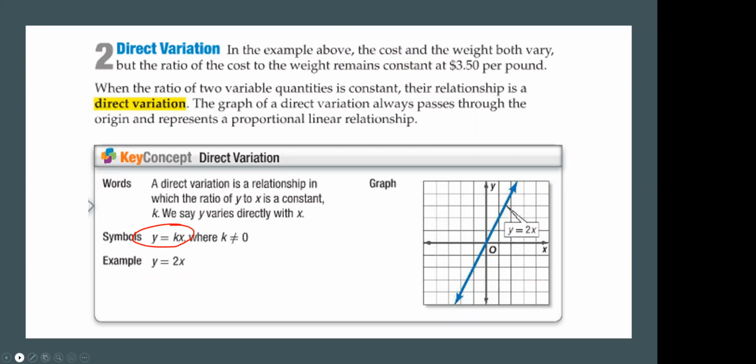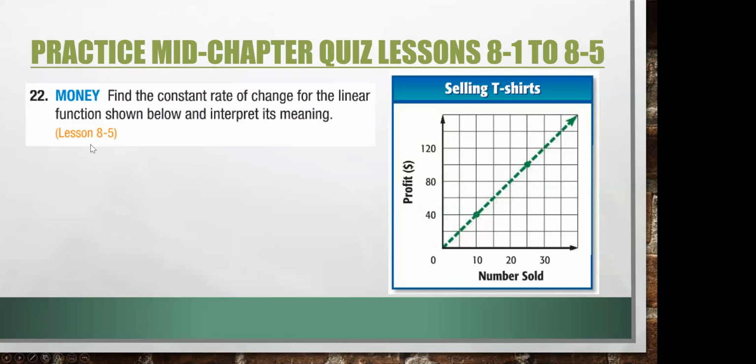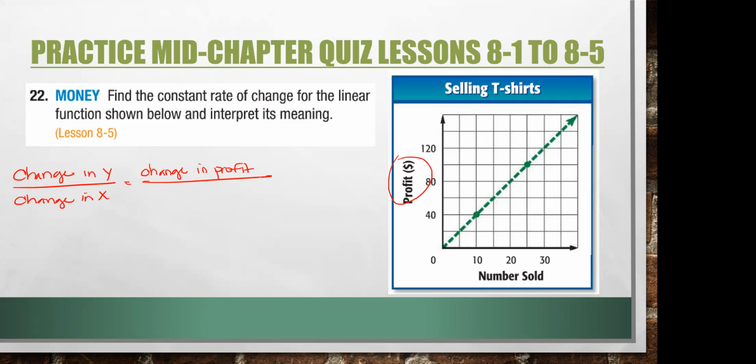Let's look at this problem here. Number 22 says to find the constant rate of change for the linear function shown below and interpret its meaning. So remember, we want the change in y over the change in x. Our y value is the profit, so on top, we want the change in profit. And then down below, our denominator is the change in number sold.